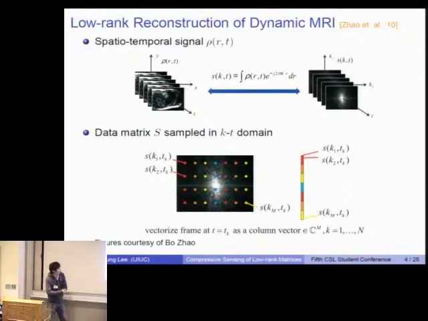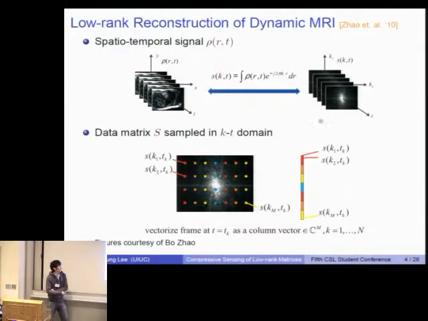Another interesting example is the study done by Bo Zhao at UIUC. He considered the reconstruction of dynamic MR imaging. It is a spatial-temporal signal, and by the spatial Fourier transform, we can consider the signal in the k-t domain. And where is the matrix? We are considering a matrix problem.